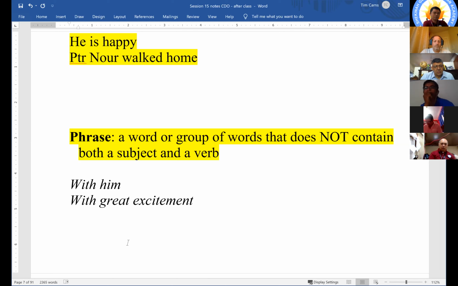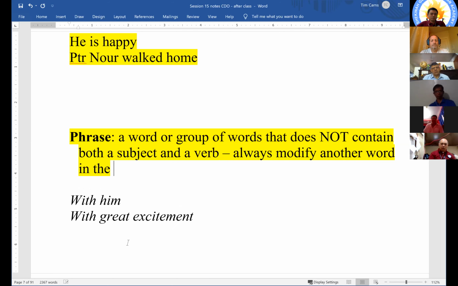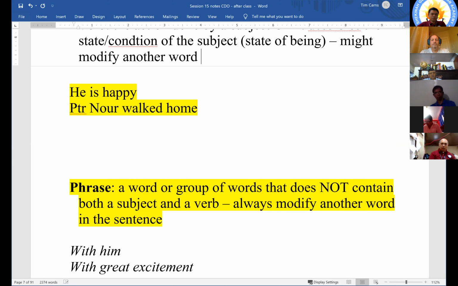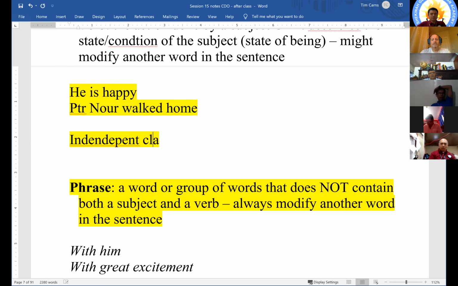And phrases are important because a phrase will always modify another word in the sentence, okay? A clause might modify another word in the sentence. Okay, now I say that because of this reason. There are two kinds of clauses. There's what's called an independent clause. That means it can stand alone. It forms a complete thought.